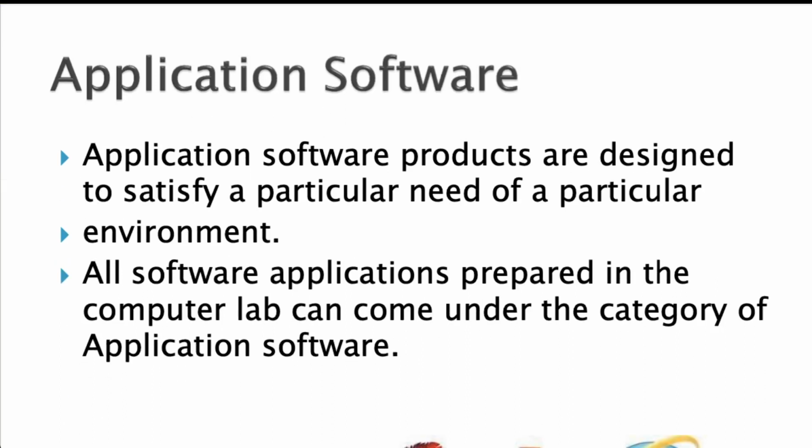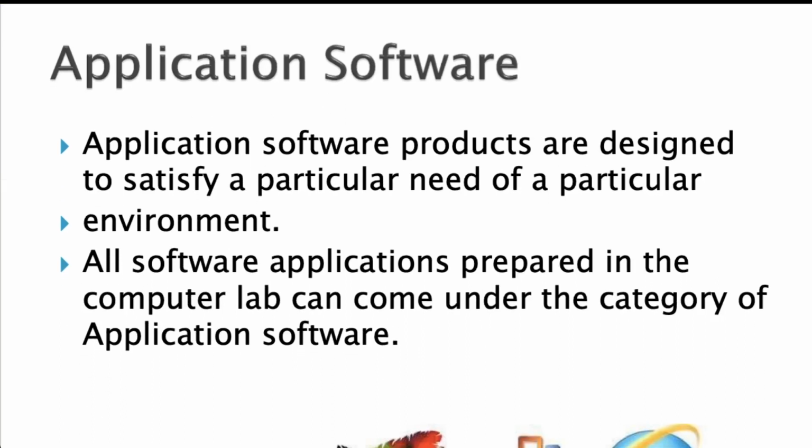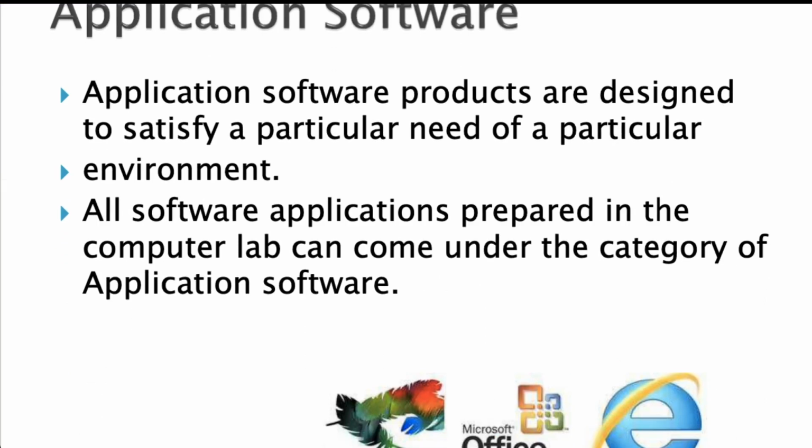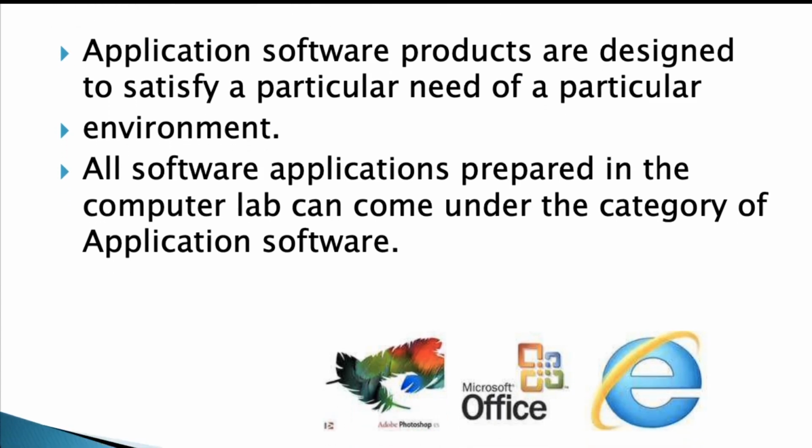Then you have the application software. An application software is basically designed to satisfy a particular need of a customer or an environment. Any kind of software application that you see that is prepared in a computer lab will come under the category of application software. Some of them which are very familiar to you are MS Office, Adobe Photoshop, etc.